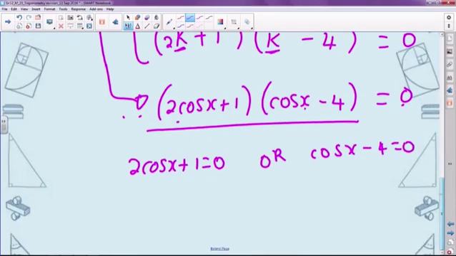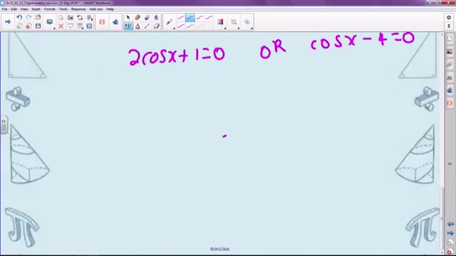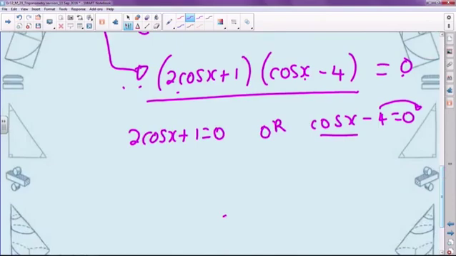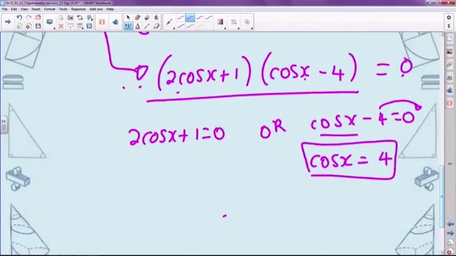Okay. So let's concentrate on the second solution first, which is if we take the minus 4 over to the right-hand side, we'd get cos x is equal to 4. Now that we know has no solution. Why does it have no solution?